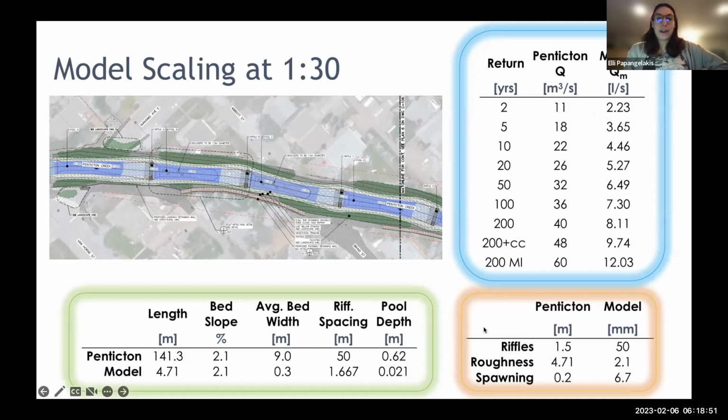And then finally, we also scaled our roughness and our sediment material. So the sizes of our riffle gravel and our spawning gravel were also scaled according to that Froude scaling. Because those are a length scale, it's your particle diameter, it's just 1 to 30. I wanted to note that for our spawning gravel, we scaled the entire distribution. We took the distribution they were planning to use in the field and scaled all of the different sizes down. This is just showing the D50 of that.